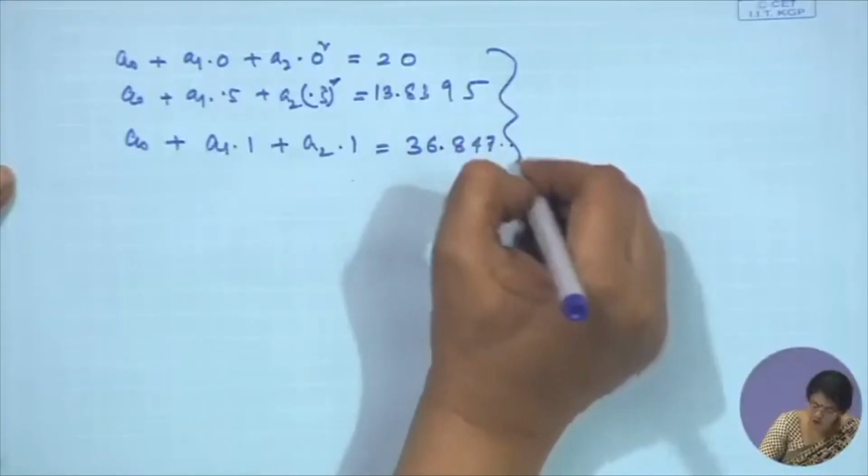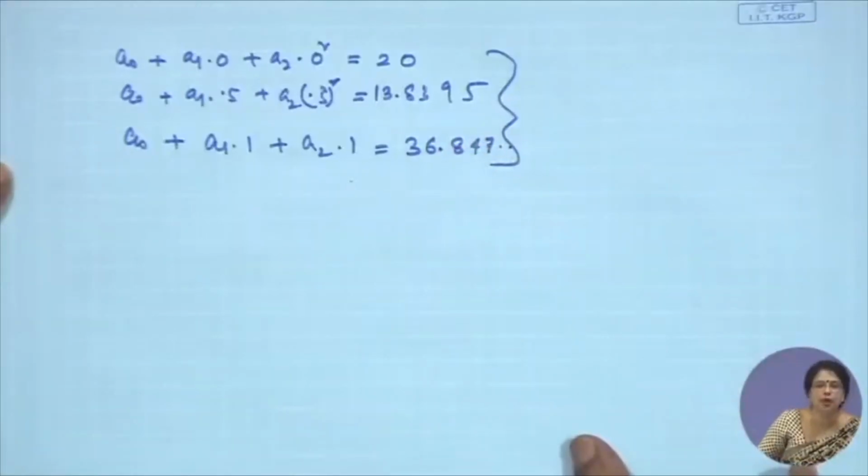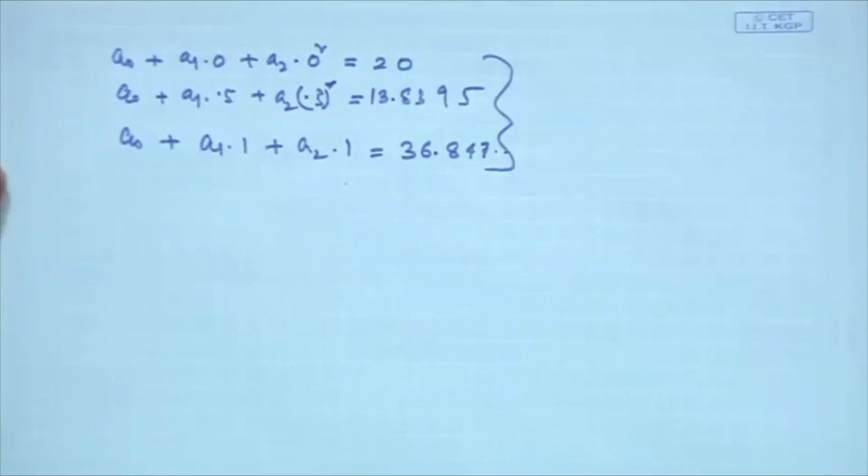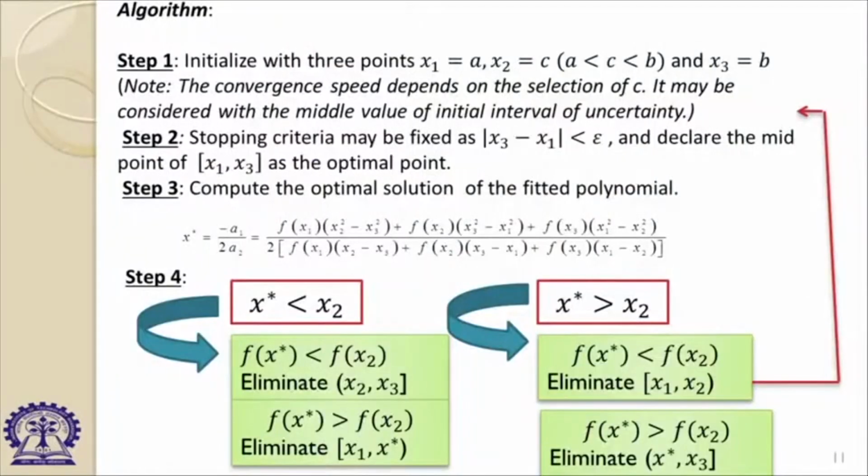I will show you what the values are and how we are going to fit the polynomial in the next part. But before that, let me tell you the algorithm. Whatever I say has been given in the algorithm, nothing more than this. Initialize the 3 points: x1 is equal to A, x2 is equal to C and x3 is equal to B. And what should be the stopping criteria here?